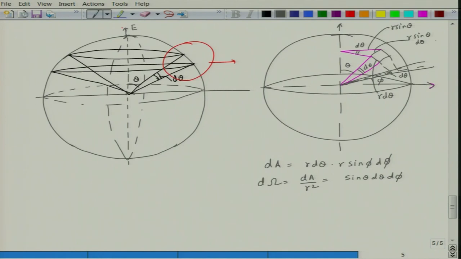So this is the distance r sin theta, this is the distance r d theta. Take them together, the product of these two, considering that small element is a square in size or rectangular in size, the area of that will be r sin theta into r d theta.